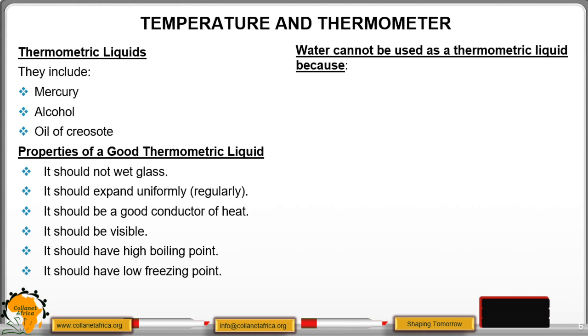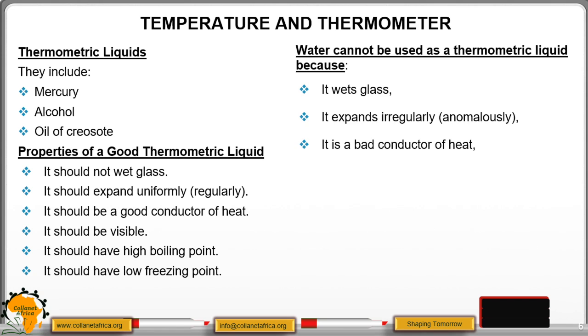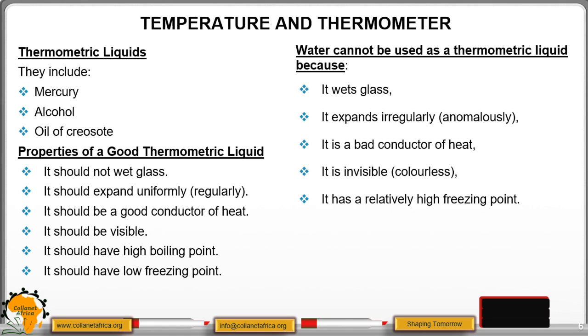Then we need to look at the properties of water that make it not possible to use as a thermometric liquid. One, water wets the glass or it sticks on the glass. Then it has unusual expansion. It is a bad conductor of heat. It is infeasible, and it has a very high freezing point, that is at 0 degrees Celsius.